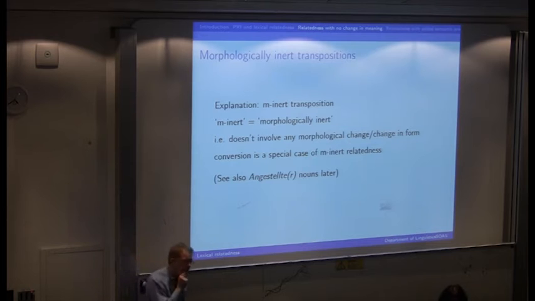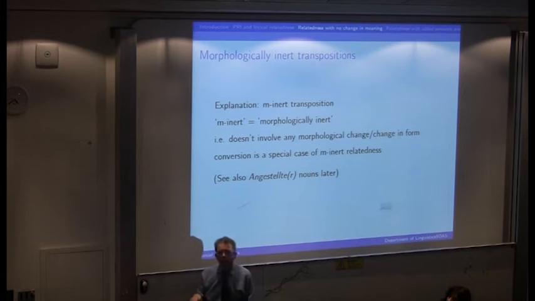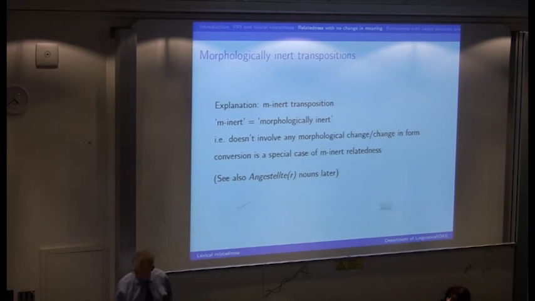And then we've got, this is a possibility. I'm not 100% certain that I can actually prove that there are morphologically inert transpositions, but my theory of typology predicts that they should exist. I predict that you should be able to have something which is a transposition which doesn't involve any morphology, where the form is identical. The form stays constant, but it's still a transposition. You still change the syntax without changing the meaning. Now, what on earth would this look like?